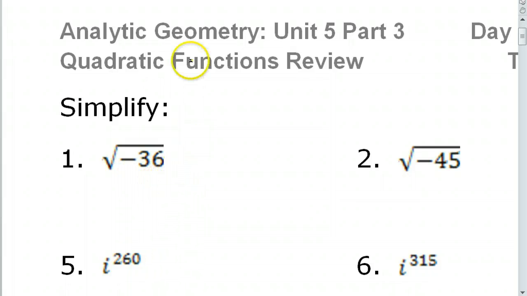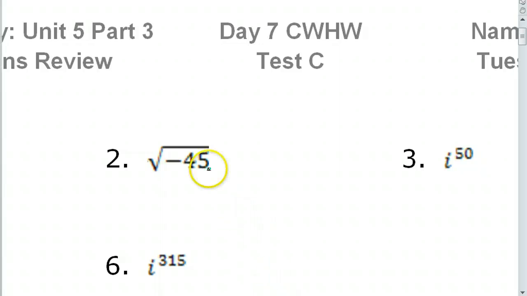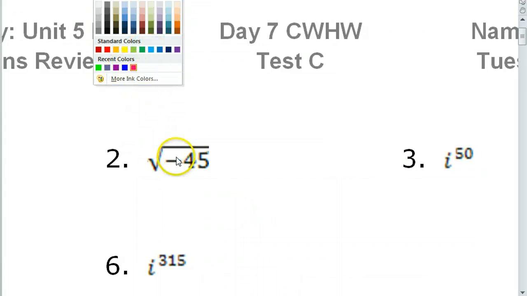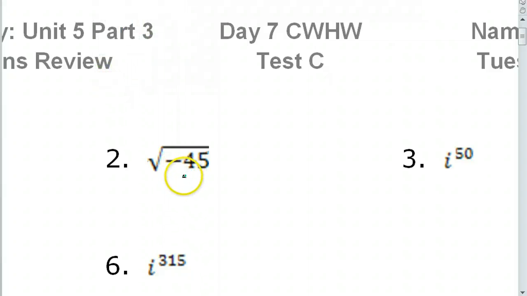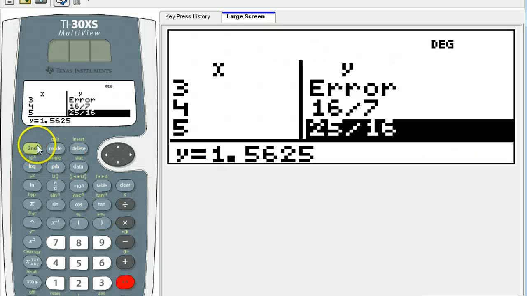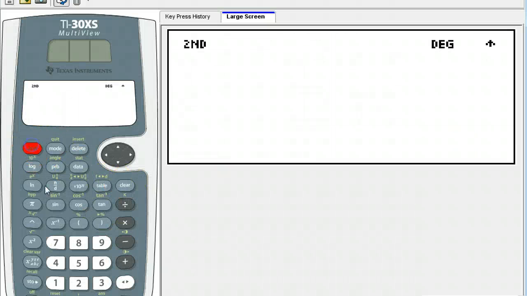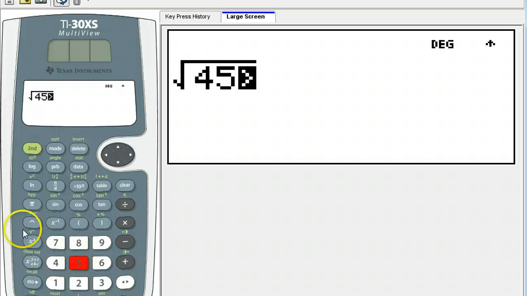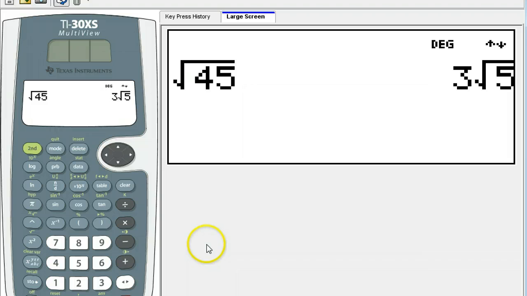Okay? Now, number 2. Again, as soon as you see that negative sign, you know there's going to be an i involved. So if it wasn't for the negative sign, we would just have the square root of 45. So let's just do the square root of 45 real quick, which you should be able to do without a calculator, but let's just move on. 3 radical 5 is what you would get. All right? But because it was a negative under the radical, it will be 3i radical 5. And the i goes between the two numbers.